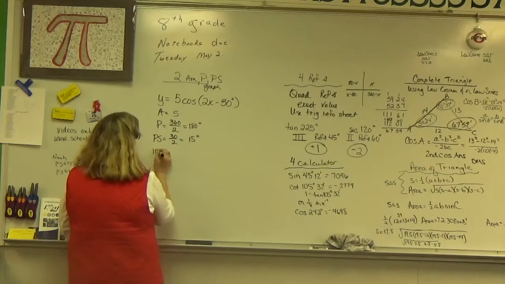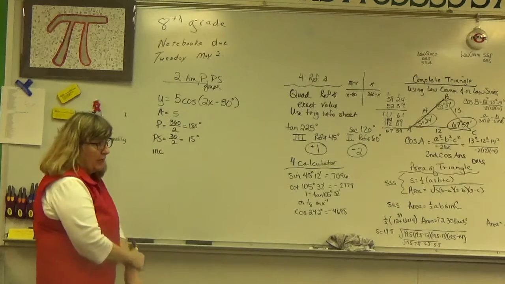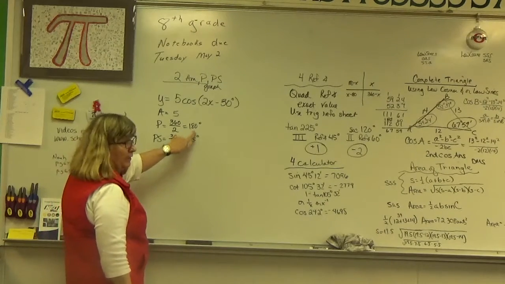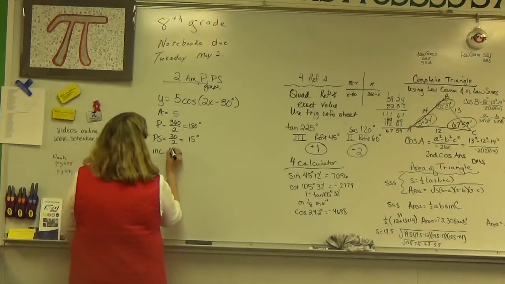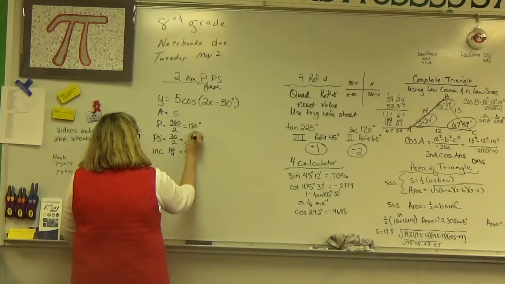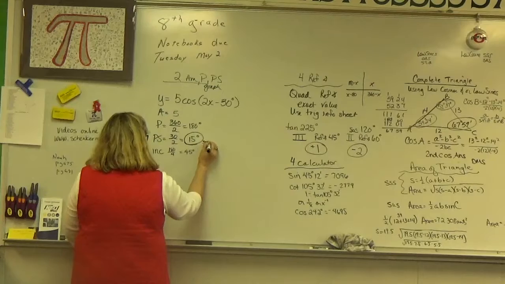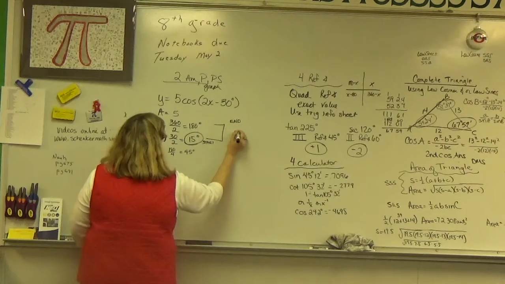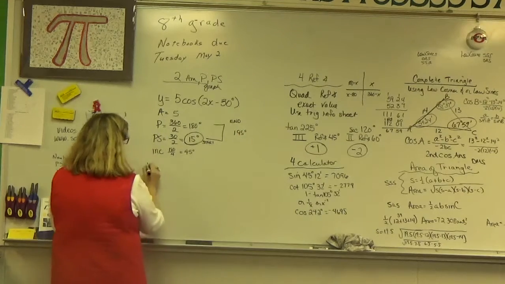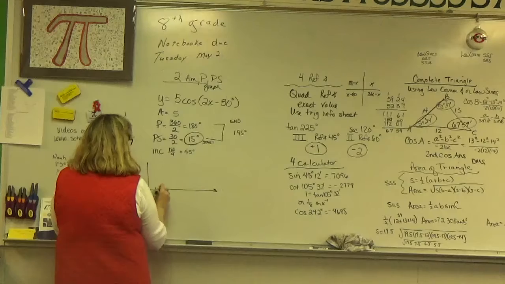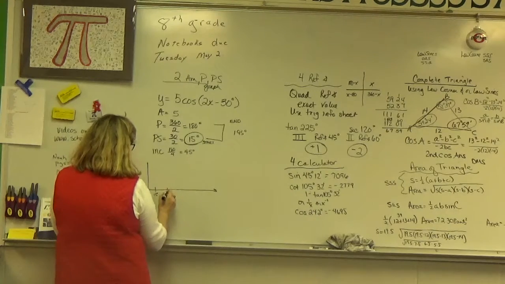And then we find the increments, which make it easier to graph. Increments are found by taking the period divided by 4. So what's 180 divided by 4? 45 degrees. This is always the starting point. The ending point is where you add these two together, so that'd be 195. So we're starting at 15 degrees and we're adding increments of 45.